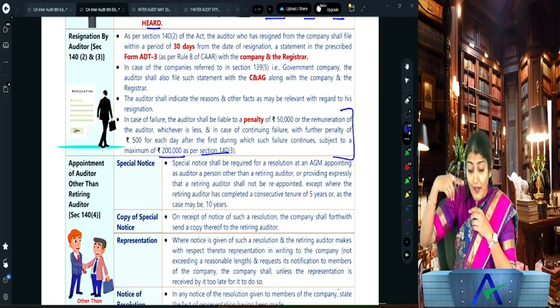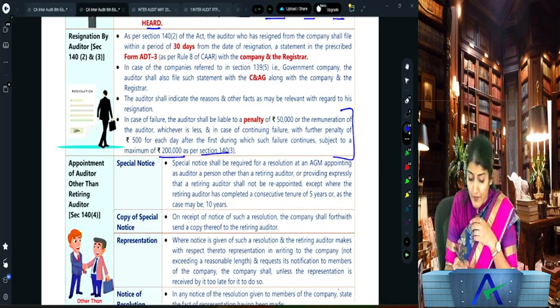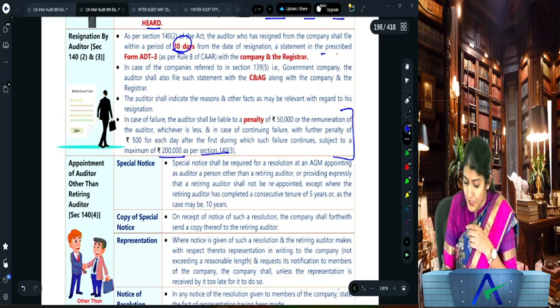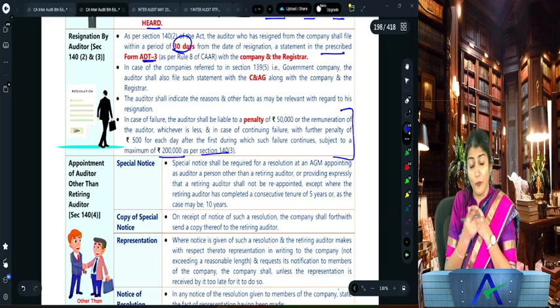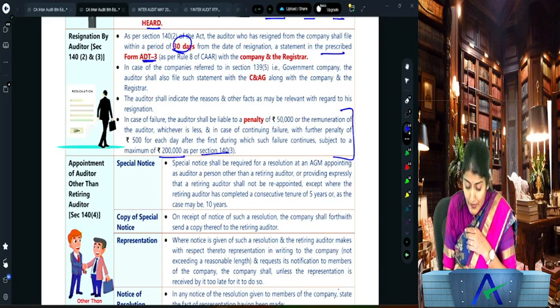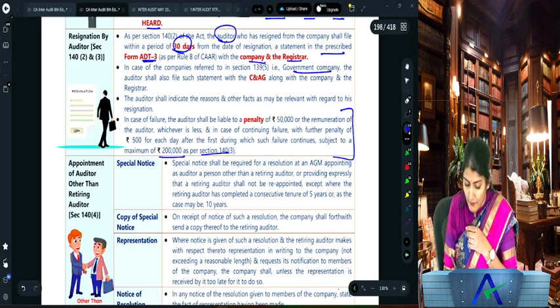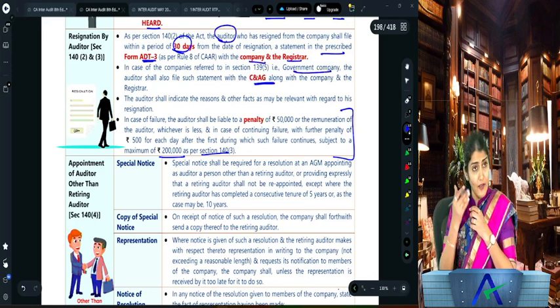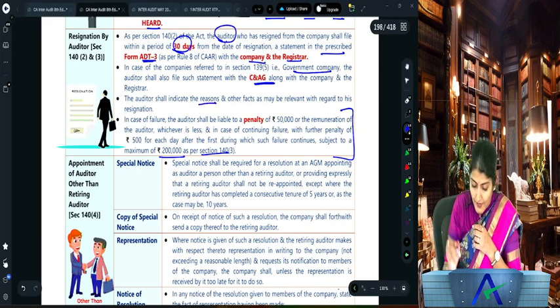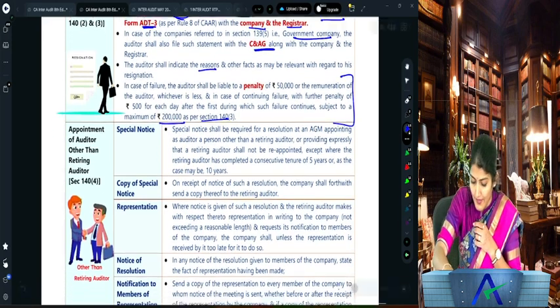Then what about the resignation of the auditor? Within 30 days from the date of resignation, the auditor needs to file the form ADT 3 with the company and the ROC, and in case of a government company, also with the C&AG. The auditor has to indicate the reasons why he is resigning as the auditor.